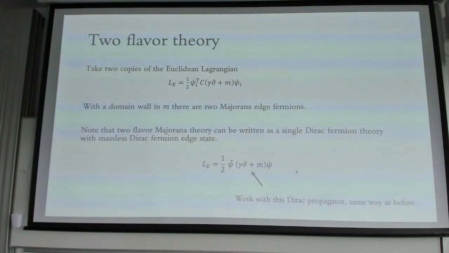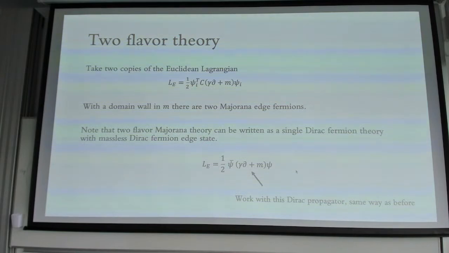So this becomes interesting in the two flavor massless theory. You mean you didn't put the mass explicitly because everything is free. Right. So now, in the two flavor theory, I will put in a mass term. Again, it's a free theory mass term. And you'll see how that works. So let's take two copies of the Euclidean Lagrangian that I showed you. And again, with the domain wall in mass, there are two Majorana edge fermions that are massless.